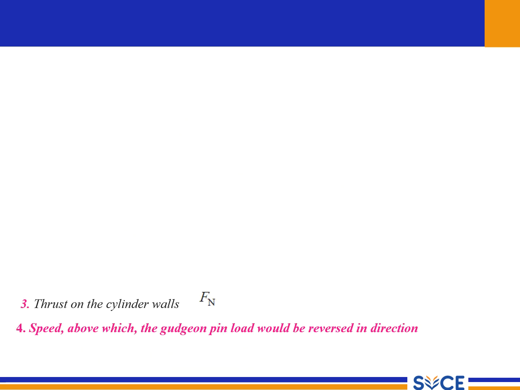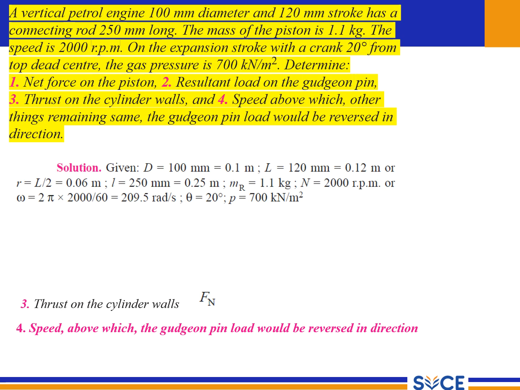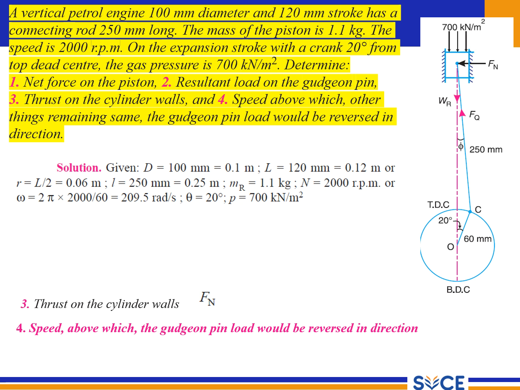So the next problem also we are going to talk about this vertical engine only. In this case, the vertical petrol engine, 100 mm bore diameter, 120 mm stroke, has a connecting rod 120 mm long. The mass of the piston is 1.6 kg. Okay, so here the reciprocating mass. The speed is 2000 rpm. We are going to convert this into omega, which comes around 209.5 radians per second. So on the expansion stroke, you see that it's very less, 20 degree only. Here definitely the inertia force will be positive, but we will put it as negative.